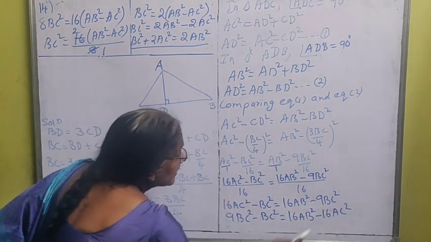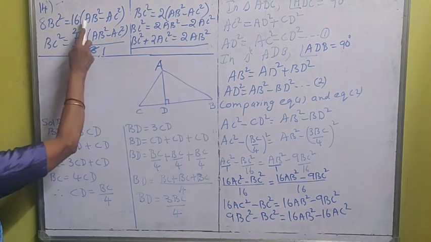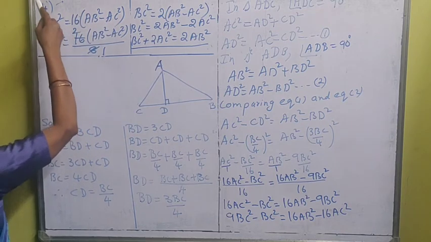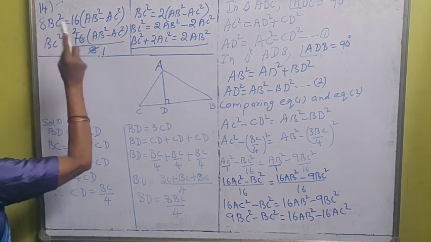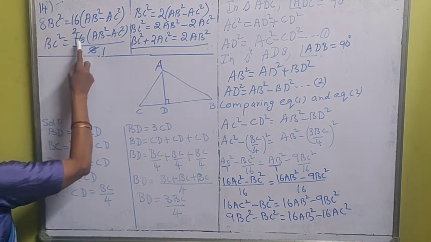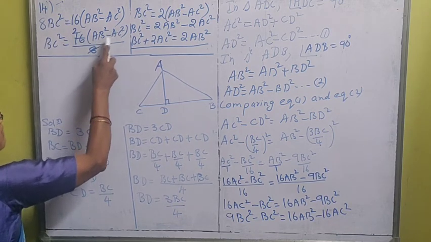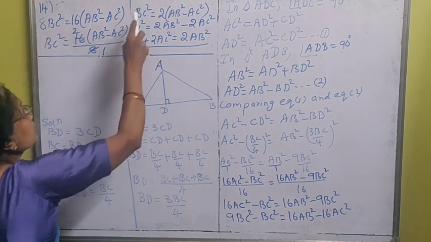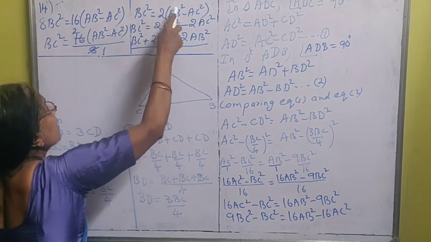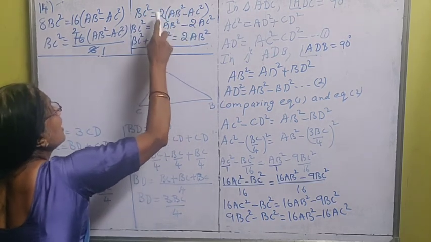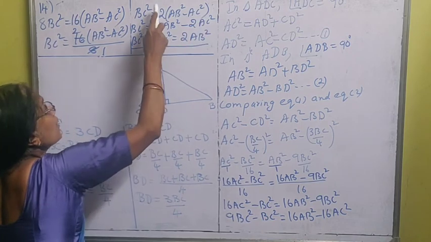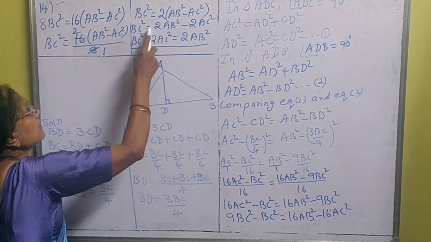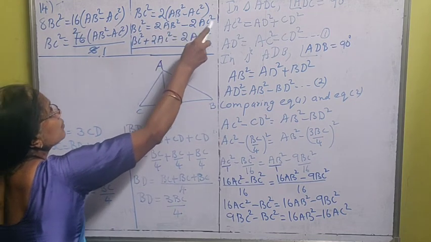Both 16 and 16 are common, so I can take out 16 common, so I got 16 in the bracket AB square minus AC square. 8 I am going to take on the right hand side, it will go in the denominator. So BC square is equal to 16 in the bracket AB square minus AC square whole divided by 8. 8 ones are 8, 8 twos are 16. So I got BC square is equal to 2 in the bracket AB square minus AC square. Now I will remove the bracket, means 2 I have to multiply with AB square and 2 I have to multiply with AC square. So I will get BC square is equal to 2AB square minus 2AC square.